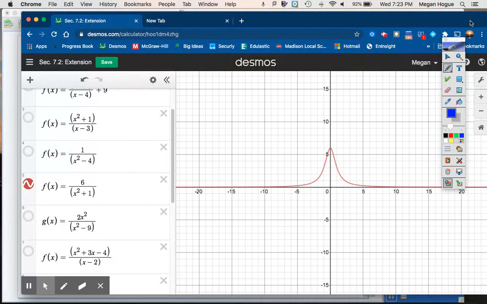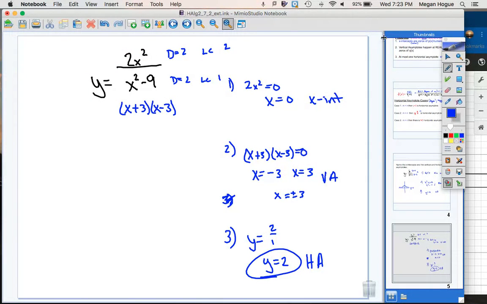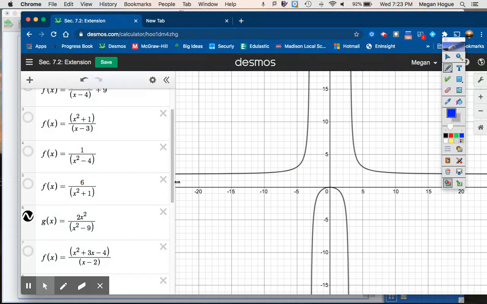Let's see what the graph looks like. So I'll uncheck this one, click this one back. Well, that's kind of funky. Let's see. So we should have had x-intercepts at 0. Looks like there's one at 0. And then let's see, here's a vertical at 3, a vertical at 3, and a horizontal. Where was that horizontal? The horizontal was at 2. And look, here's that at 2. This one doesn't go up to it, but yeah, that's getting closer and closer at 2.